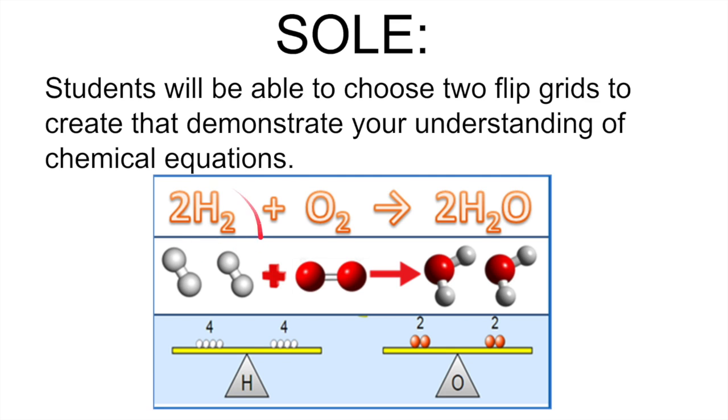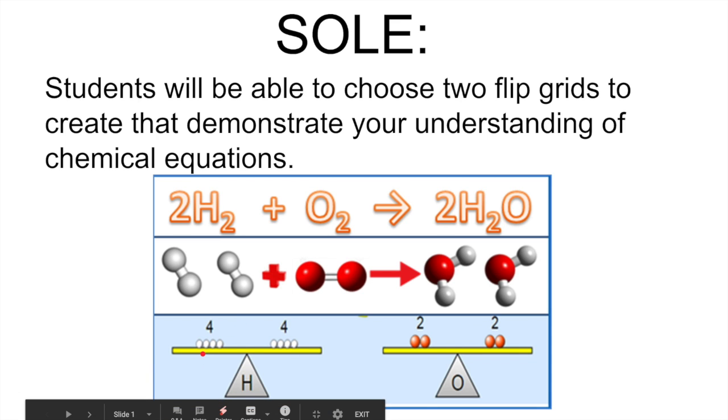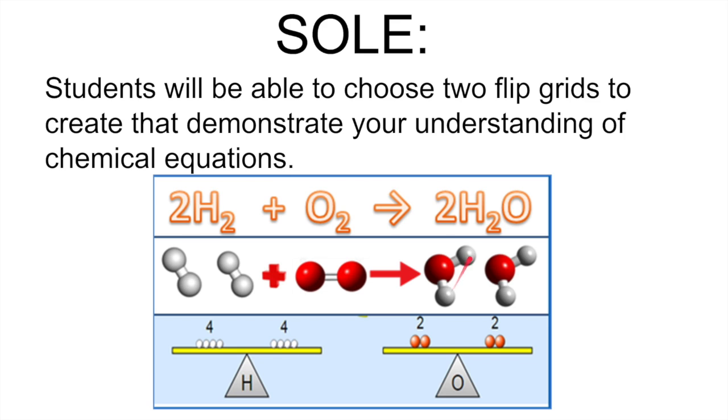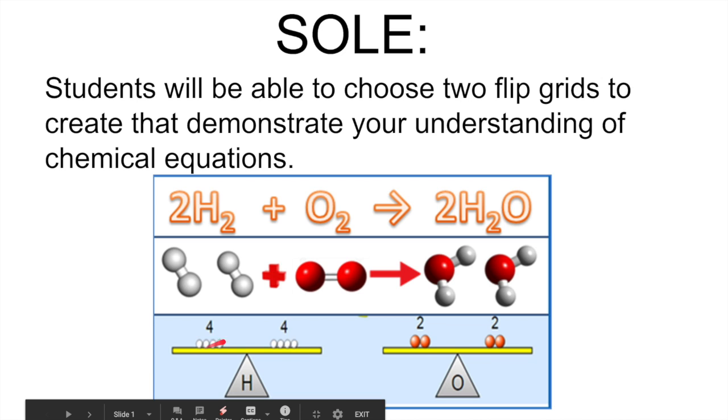In this case, you have hydrogen and oxygen, which combine to create water, or H2O. On each side of the equation, you need to have the same number of atoms. So there are 4 hydrogen atoms here and 4 hydrogen atoms here, 2 oxygen atoms on this side of the equation and 2 oxygen atoms on this side of the equation. So it's always important to have the same number of atoms on both sides of your equation.